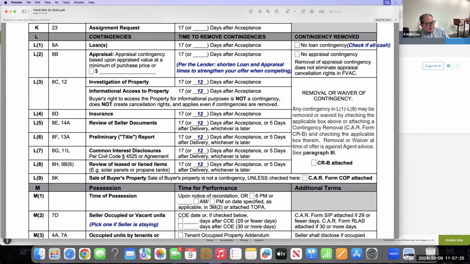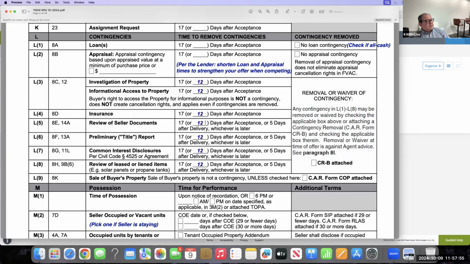What this is saying is we will always have a minimum of 5 days after delivery. Calendar days, not business days. We're always going to have a minimum of 5 calendar days to review disclosures, always. So let's say our contingencies are expiring in 12 days, and we get disclosures on day 11. You still have 5 days, so you will always have 5 days.